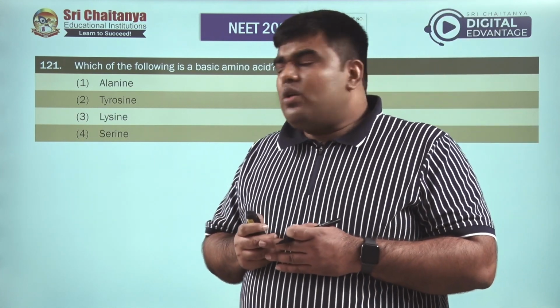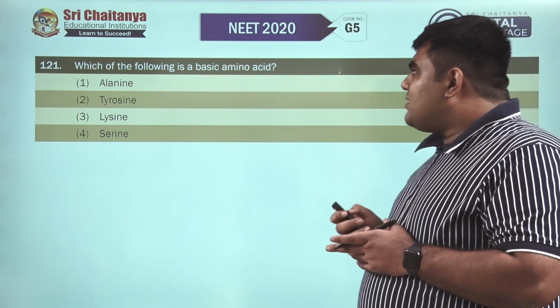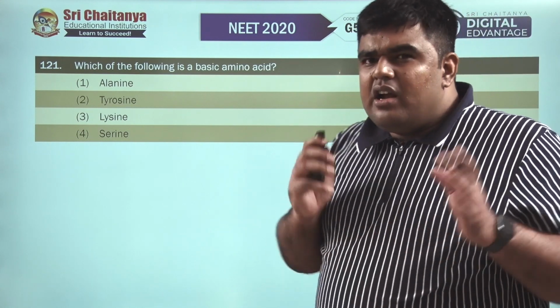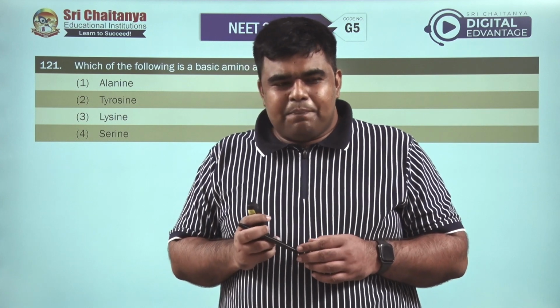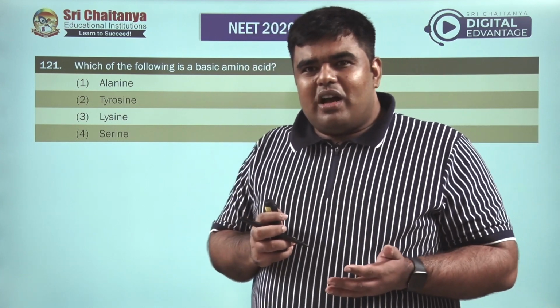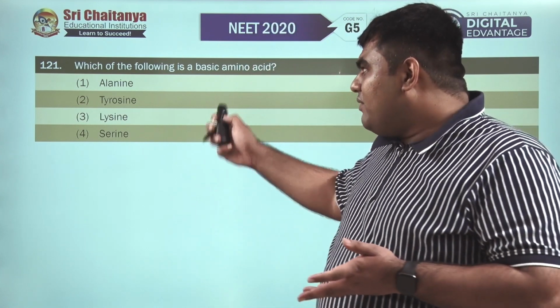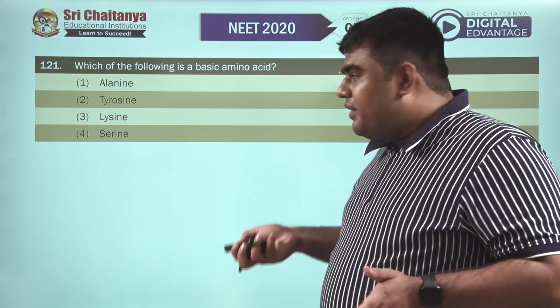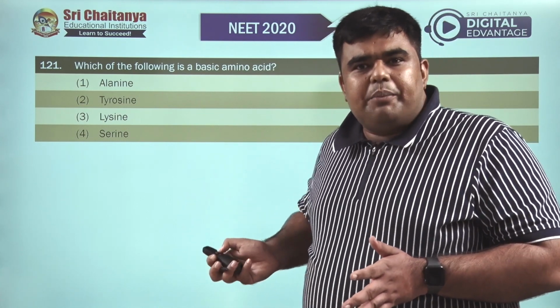Now moving to question number 121. We have been given some amino acids. We have been asked which is the basic amino acid. Now in the basic amino acids, the number of NH2 groups is more than the number of COOH groups. So we have to find which of the following. For this question, we need to know the structure of all the 4 amino acids.